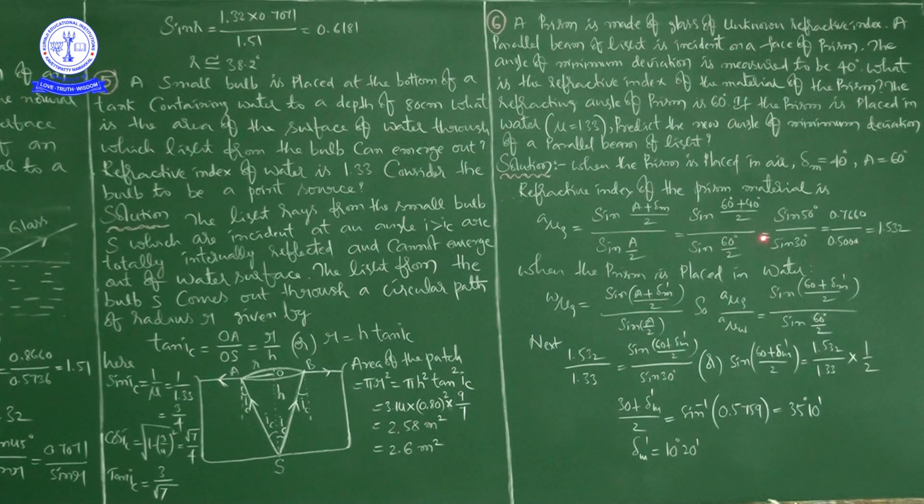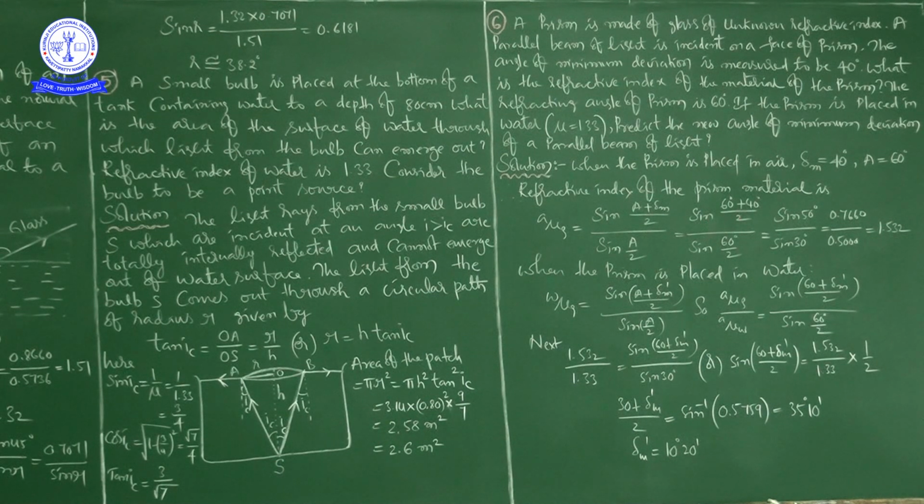When the prism is placed in air, delta M is 40 degrees and A is equal to 60 degrees, right? And you know the formula for refractive index of the prism material, that is A mu G is equal to sin (A plus delta M) by 2 by sin A by 2, right? So this is the formula for refractive index of a prism in terms of angle of prism and angle of minimum deviation.